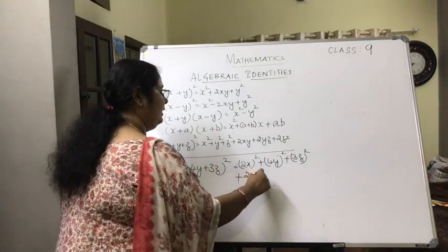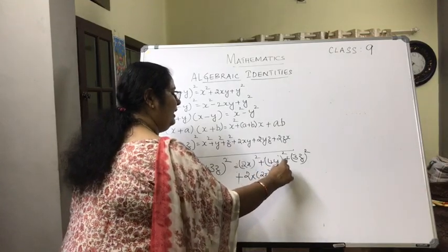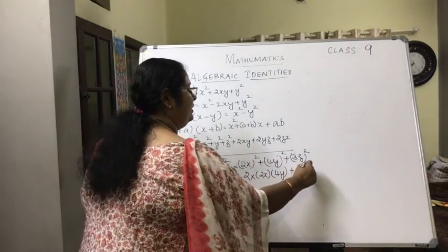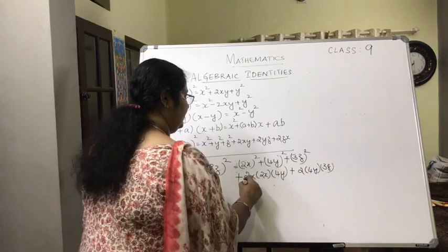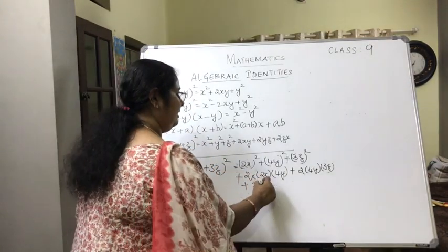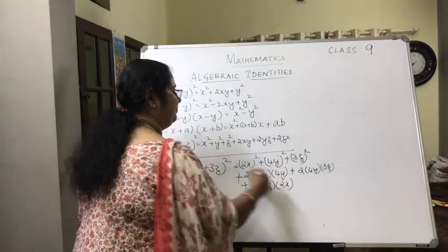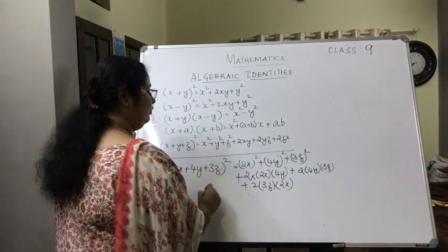2 into x is 2x, and y is 4y, plus 2yz. 2 into y is 4y, z is 3z, plus 2 into zx. Z is 3z into 2x. Now you will expand. 2x the whole square will be equal to what?